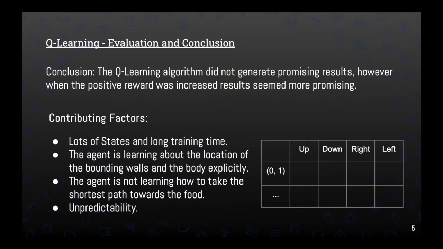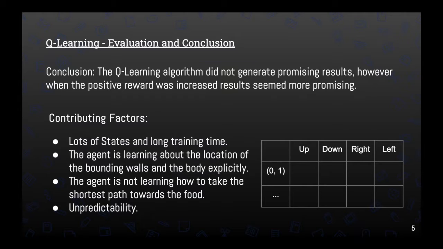After numerous experimentations, it was concluded that the Q-learning algorithm did not show promising results for the game of Snake. This could be due to a number of contributing factors. The first factor revolves around the huge number of states. As Watkins stated in his research in 1992, Q-learning converges to the optimal Q values as long as all the actions are repeatedly sampled in all the states. Therefore, for this to happen, a long training time is required.